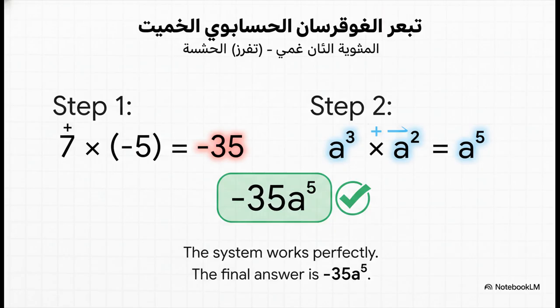Step 2, exponents. We've got a to the power of 3 and a to the power of 2. Add them up. 3 plus 2 is 5, so that's a to the 5th. Put it all together, bam, negative 35 a to the 5th. See, this system just works.